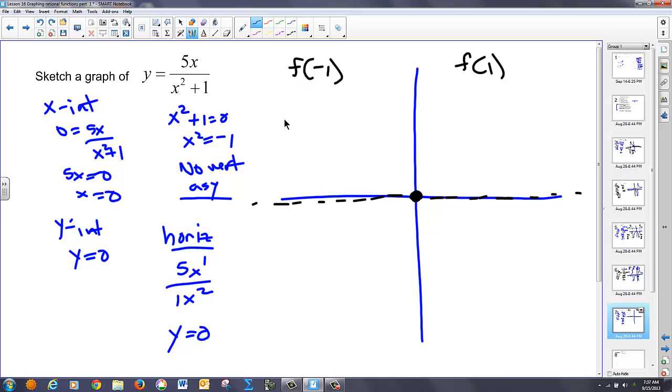So when I plug in a negative 1, you'll notice in the top I get a negative, in the bottom I get a positive, which gives me a negative value. So what that says is it's going negative, but then approaching that horizontal line. On the right, I have a positive over a positive, which equals a positive. So this goes above and then comes back down and approaches that line. So a little bit different kind of graph here.